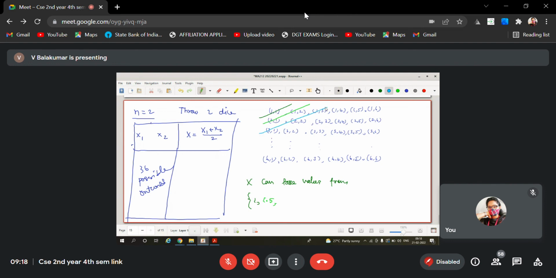This summation is 4, so the average is 2. In this way you have 2.5, and so on, till 3.5, and up to 6. 2, 4, 6, 8, 10. 11 values are coming. 6 also will come, 6 plus 6 divided by 2. Is this fine?